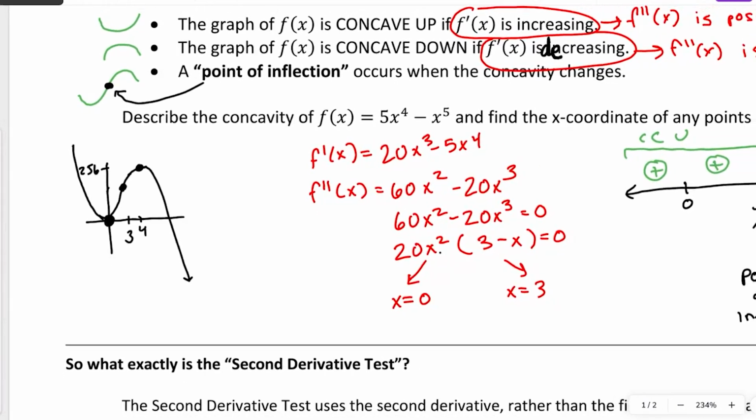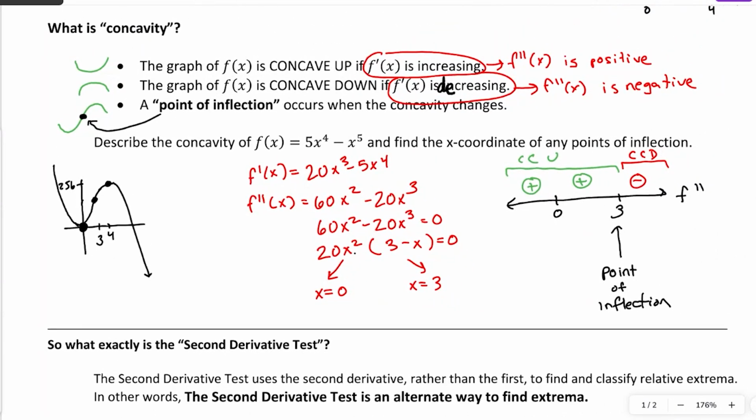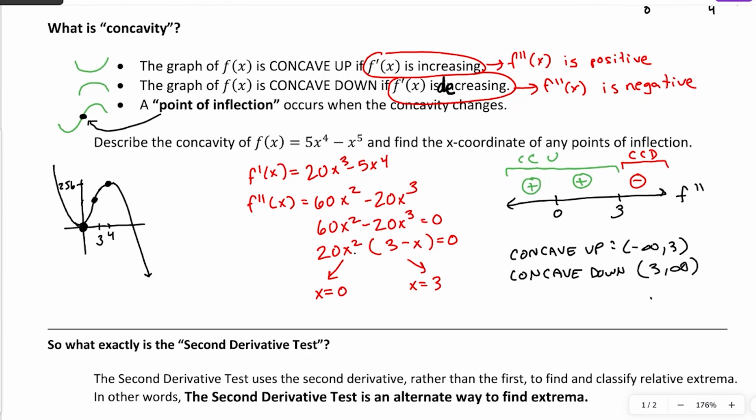All right, so just to summarize what we found here, we've got an interval where the function is concave up between negative infinity and 3. It's concave down between 3 and infinity, and we have a point of inflection at x equals 3.